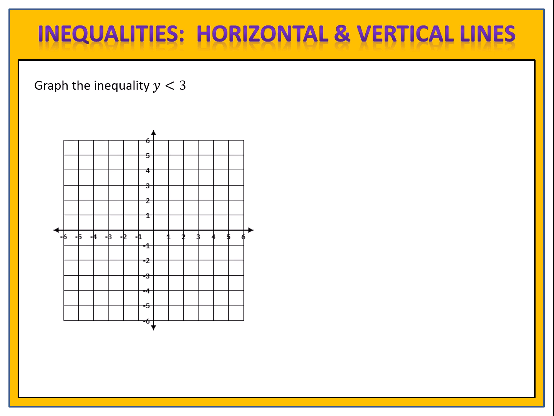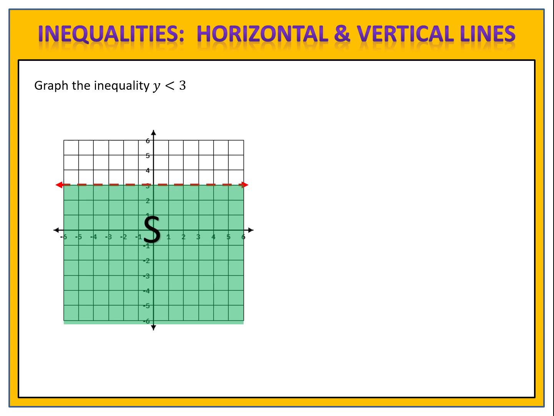Let's see how you did. We want to graph the inequality y is less than 3. We begin by graphing the line y equals 3, which is a horizontal line through the y-axis at 3. We use a dashed line because we don't have an equal to in the inequality. We now need to identify where the y values are less than 3. In this case, the y values less than 3 are underneath the line, and so that's the region that I shade. I label the shaded region with the letter S, which stands for solution, and our graph is complete.